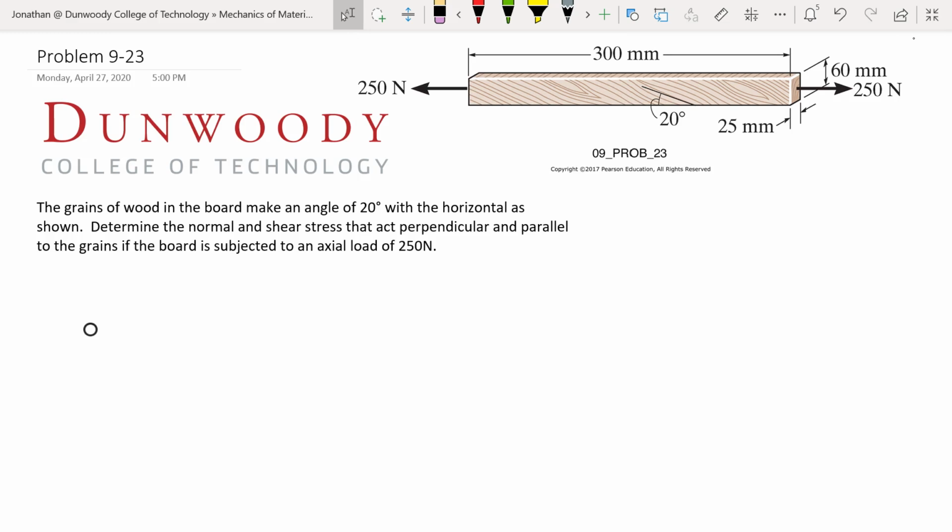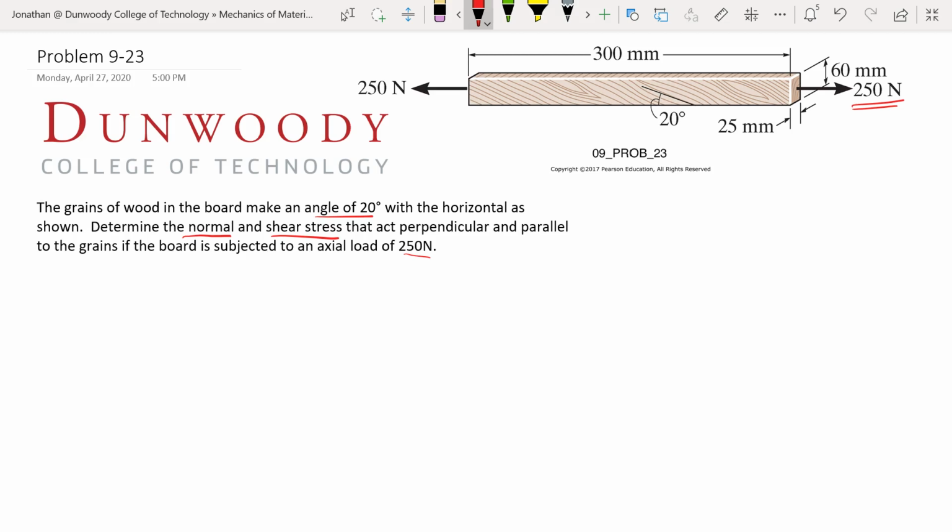This is a stress transformation problem. We're given this piece of wood that has an applied axial load of 250 newtons on it. We're given the cross section of the wood and the orientation of the grain structure. The grain structure of the wood makes an angle of 20 degrees with the horizontal, and we're asked to find the normal and shear stress that act perpendicular and parallel to the grains if it's subjected to this load. So what do we need to know here?